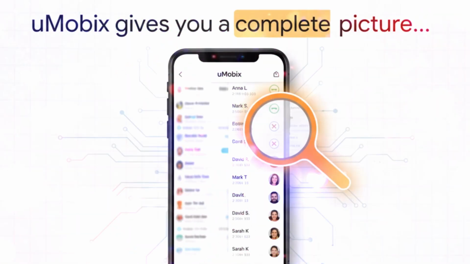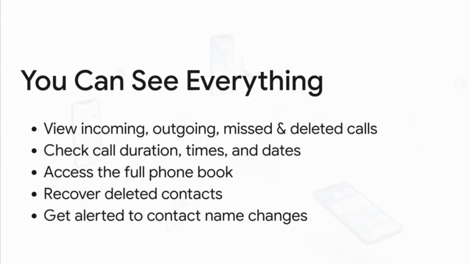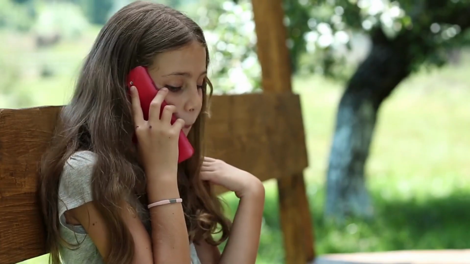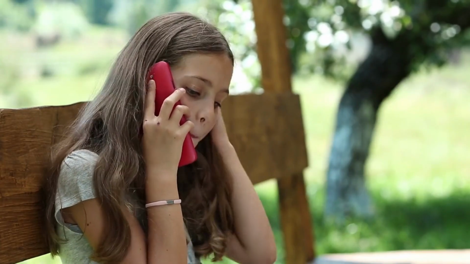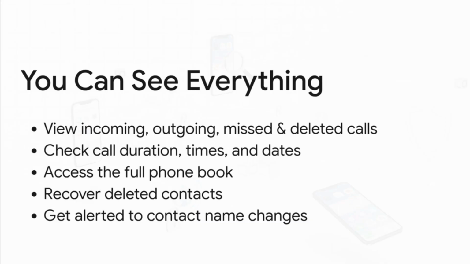First things first, let's talk about the most basic function of any phone, right? Calls and contacts. With uMobix, you get the complete scoop on who they're talking to. And when I say the complete scoop, I'm not kidding. We're talking every incoming, outgoing, and missed call, with all the timestamps and how long they talked. But get this, you can even see the calls they've deleted from their history. You get the entire phone book, can bring back deleted contacts, and you even get an alert if someone's name gets changed in their contacts. That's a level of detail you just won't find anywhere else.